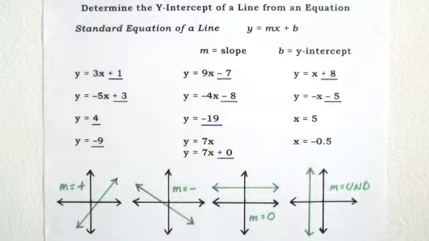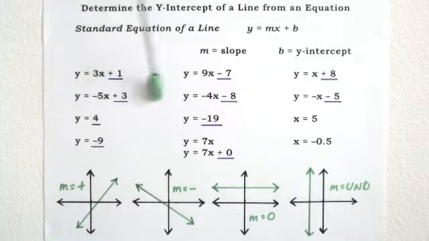I need to have my linear equation in this format so that I can easily read the slope, which is represented by m, and the y-intercept, which is represented by b. If the linear equation is not in this format, I need to rewrite it into the standard format. If you do not know how to rewrite equations or have any problem doing so, please look at my videos on rewriting equations.